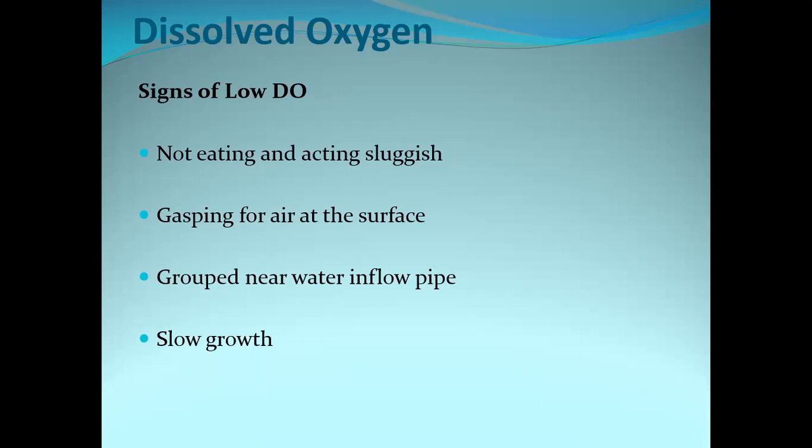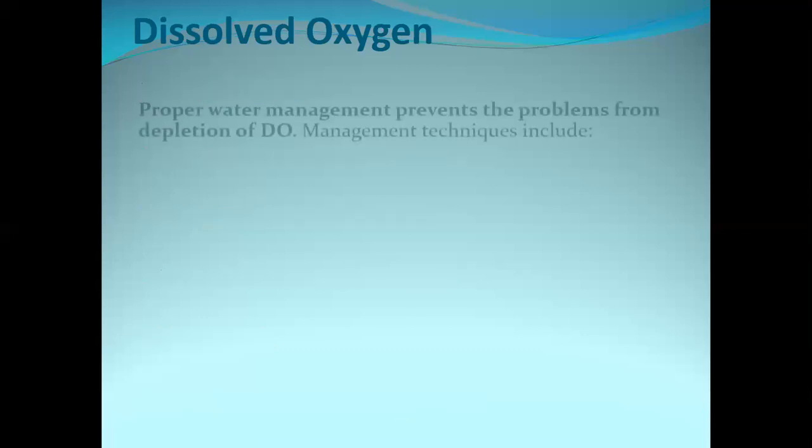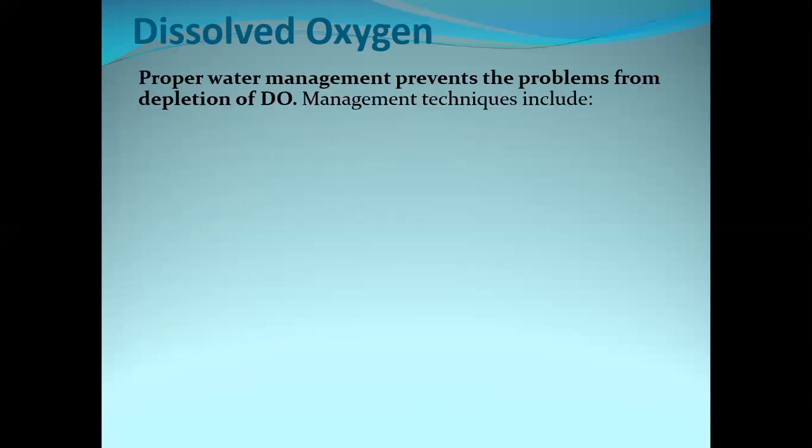Low oxygen could also lead to slow growth in your organisms as well, right? And outbreaks of disease and parasites could also occur because the fish become stressed. When they become stressed, the immune system drops, and that could also lead to further problems, right? So proper water management prevents the problems from depletion of dissolved oxygen.